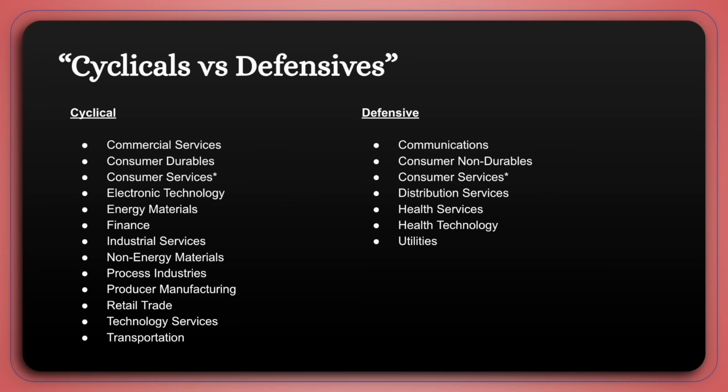Defensive industries, on the other hand, are things that aren't too heavily affected by the business cycle. This is because they're necessary for human operation. Things like this include health services, utilities, health technology, and so on.